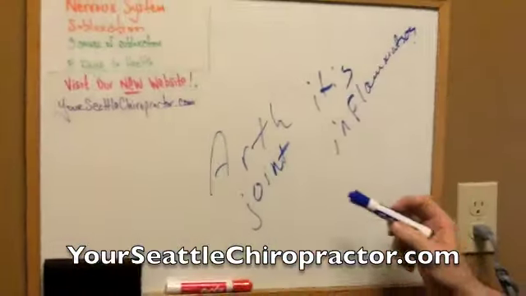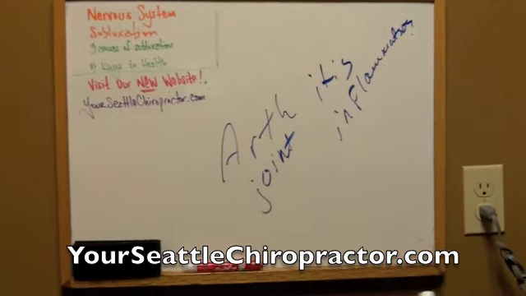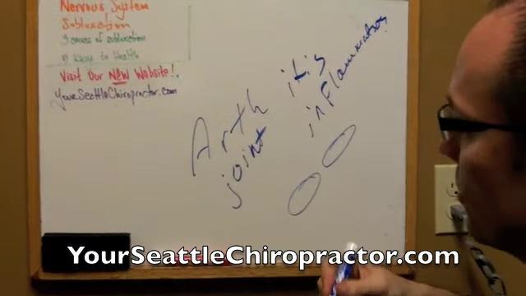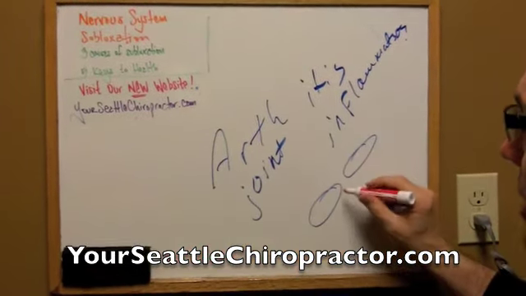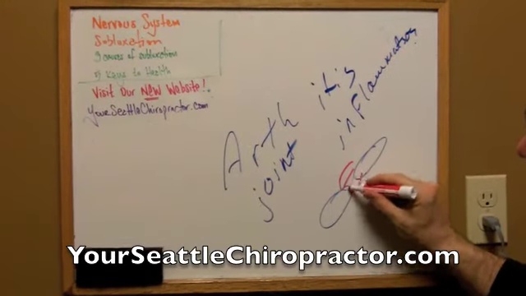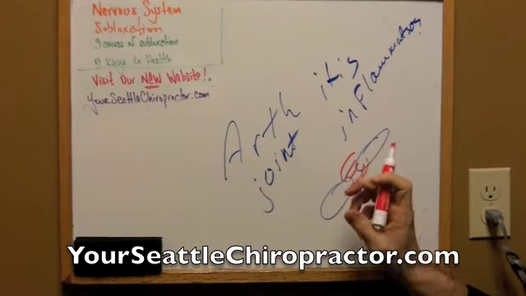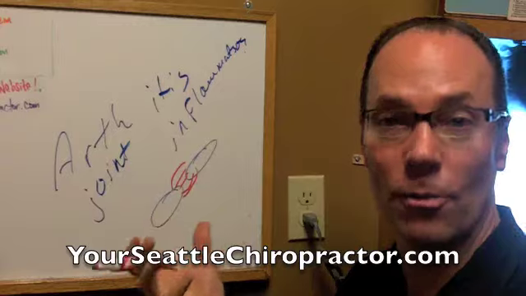But typically what happens is two bones come together. We draw two bones here. Let's say that's a bone and that's a bone. Those bones are held together by muscles and ligaments. And those muscles and ligaments start to tighten up and become constricted, causing the two bones to not be as flexible as they normally would be.